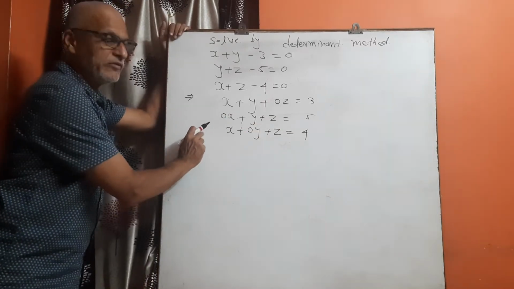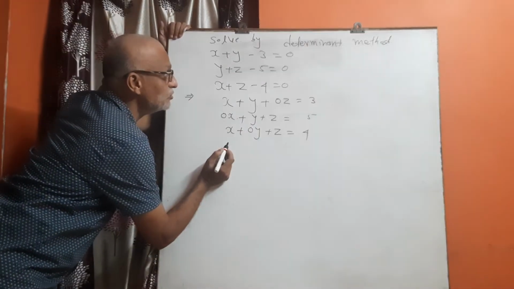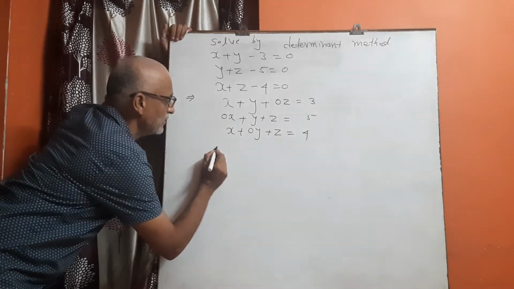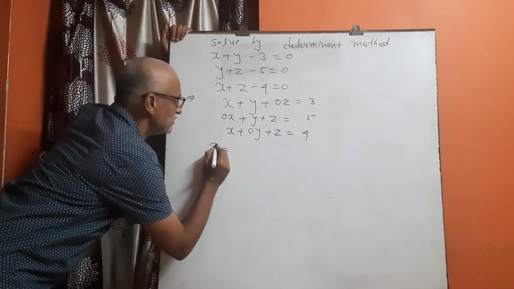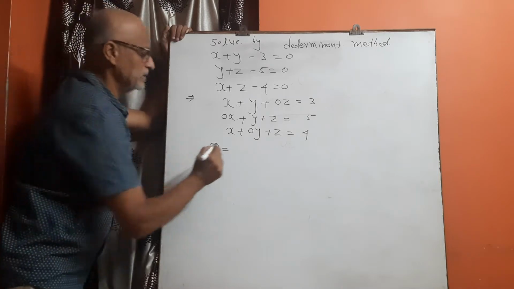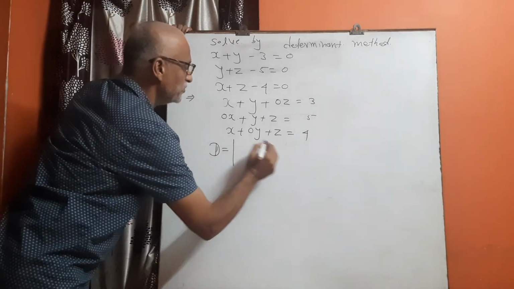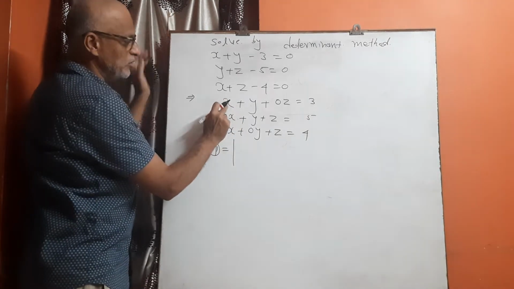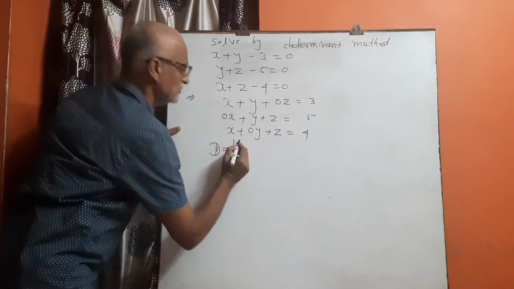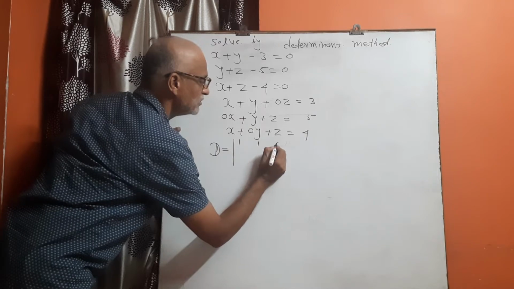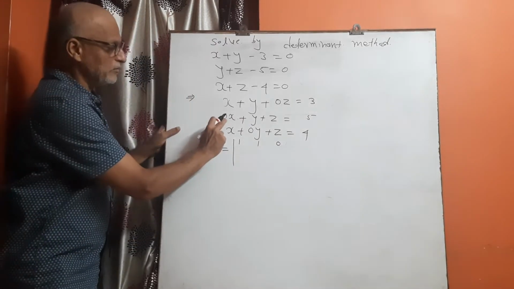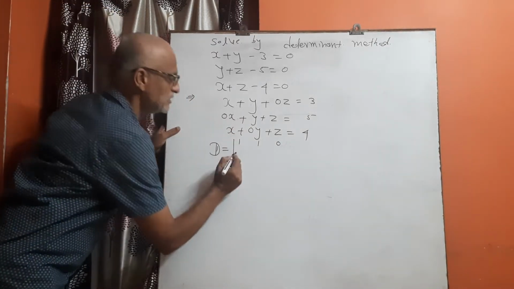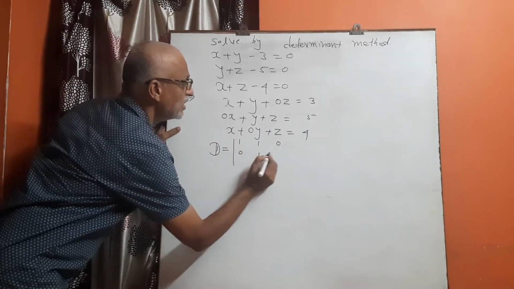Now we have to write down the value of D. D is equals to the determinant of the coefficients of x, y, z. In the first equation, the coefficients are 1, 1 and 0. So this is 1, 1, 0. From the second equation, we will get the coefficients as 0, 1, 1.